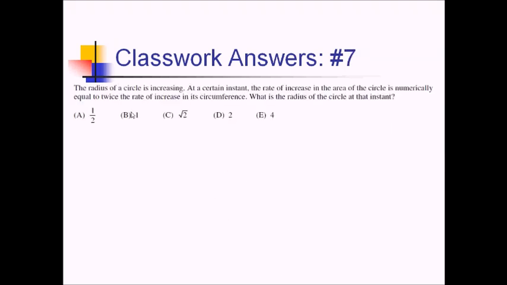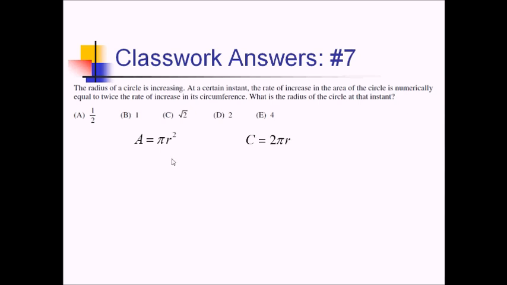On this problem, we have the radius of a circle that's increasing, and at a certain instant, the rate of increase of the area of the circle is numerically equal to twice the rate of increase of its circumference. Based off this, we want the radius of the circle at that instant. So I'm going to write down the two relevant formulas here. A equals pi r squared, that's the area of a circle, and C, the circumference, equals 2 pi r.